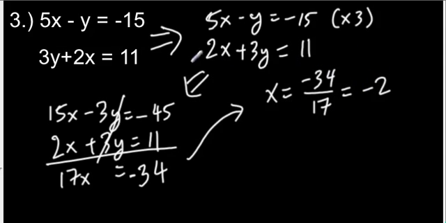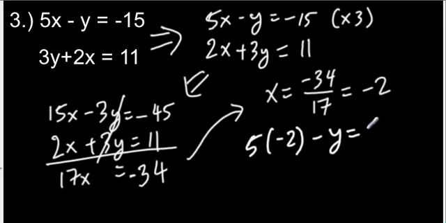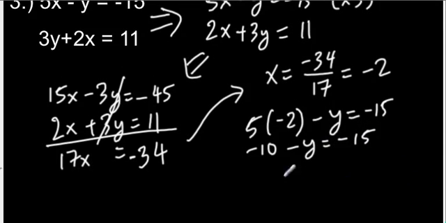So now that we have x, again, let's go and solve for y. I'm going to pick the first equation again. So 5 times negative 2 minus y is equal to negative 15. In other words, it's negative 10 minus y is equal to negative 15. I'm kind of running out of room, so let me just move down a bit. There we go.